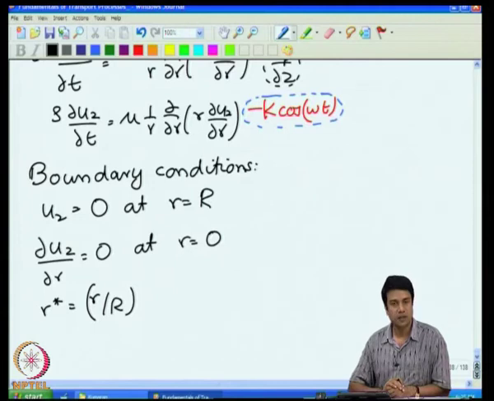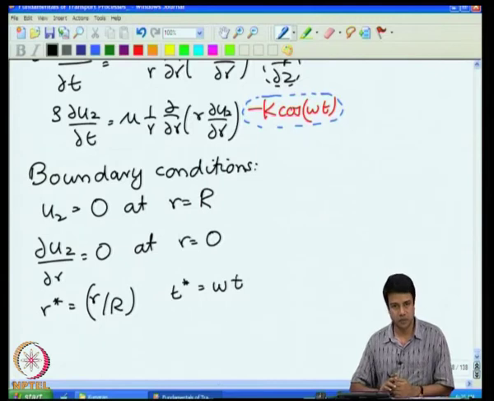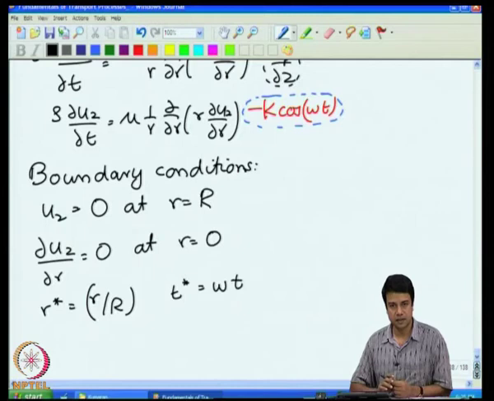In this particular case, I am having the flow being driven by a well defined sinusoidal waveform with a well defined frequency. Since I have a well defined frequency, I could very well scale t star is equal to omega times t. The time period is 2 pi by omega, the frequency is omega. So, I could define a scaled t star is equal to omega times t. What about the scaling for the velocity?